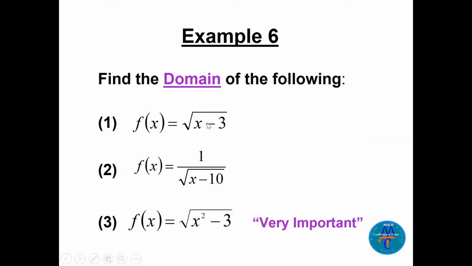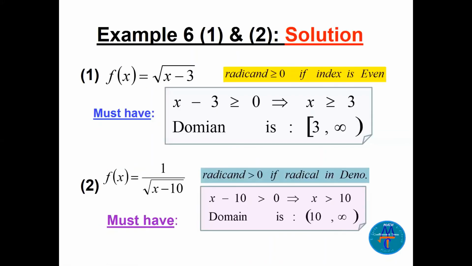Number 1, x minus 3 under the square root. Here, x squared minus 3 under the square root. Did you finish? Okay, let's try.